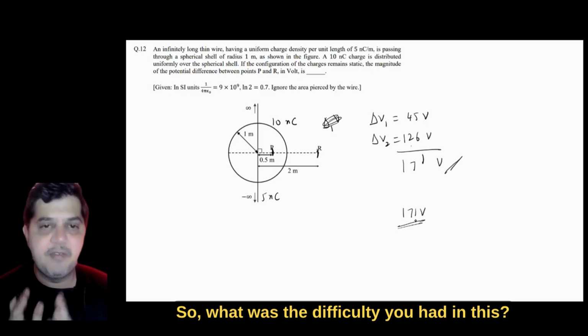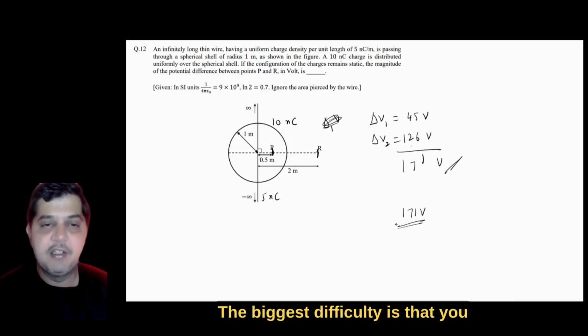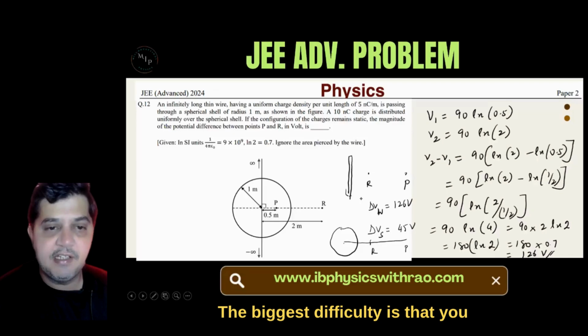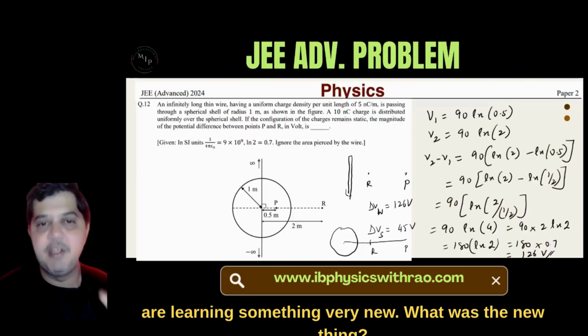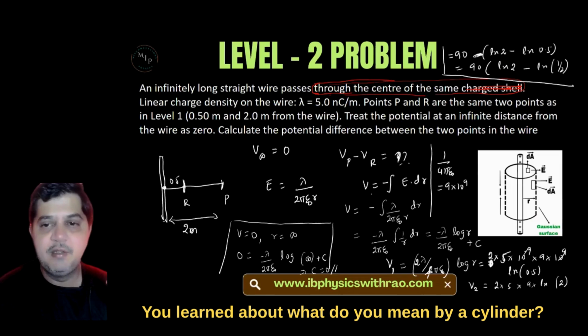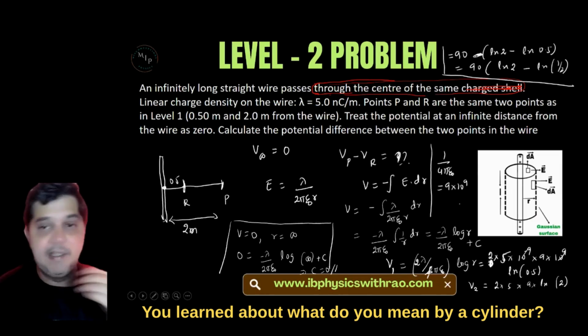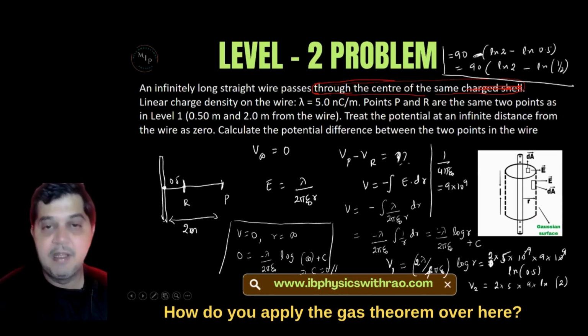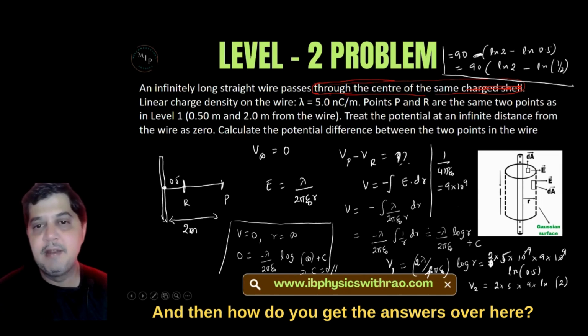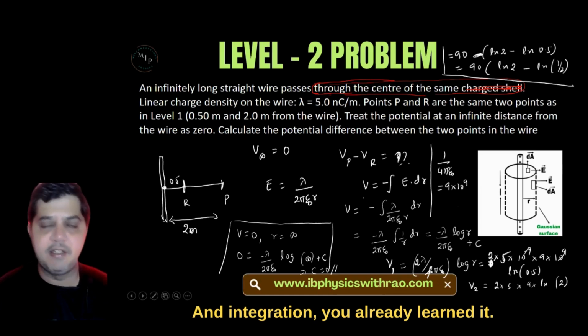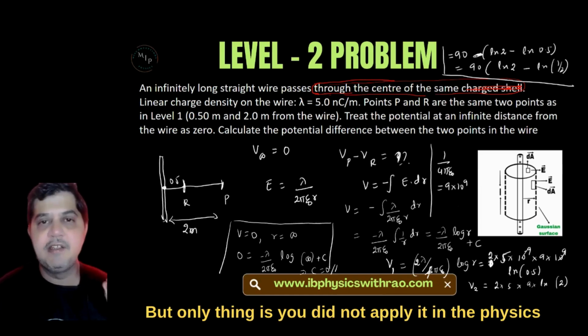So what was the difficulty you had in this? The biggest difficulty is that you are learning something very new. What was it? The new thing you learned was what you mean by a cylinder, what you mean by Gauss theorem, how you apply the Gauss theorem over here, and then how you get the answers. And integration, you already learned it. Okay, nothing new for you, but the only thing is you did not apply it in physics problems.